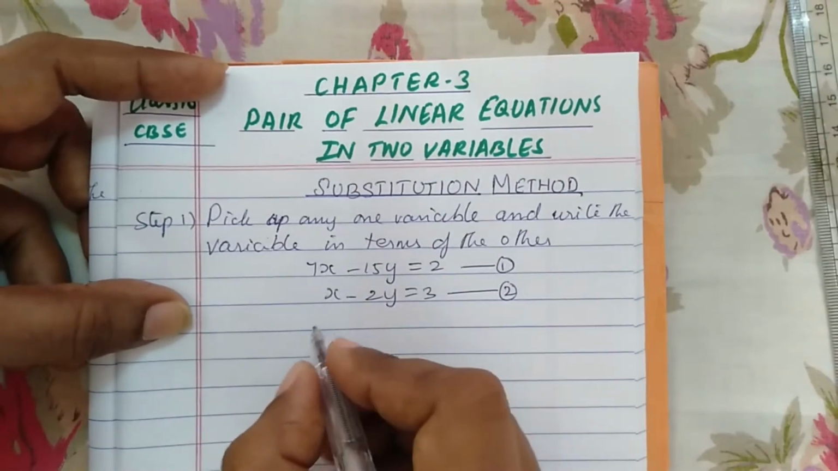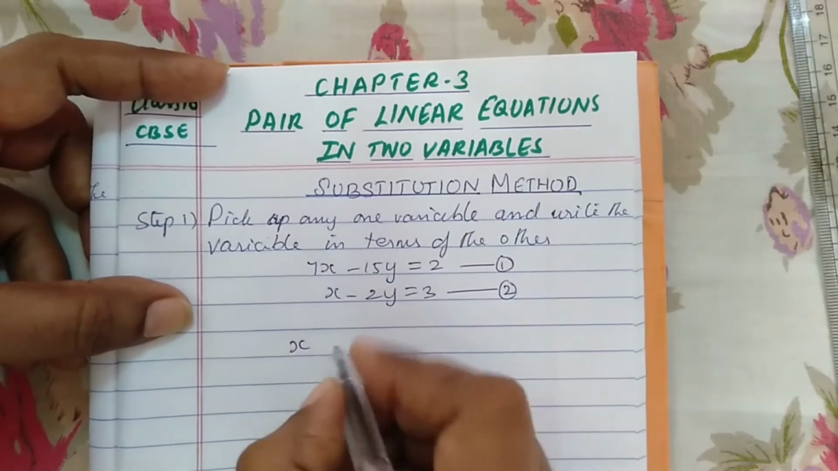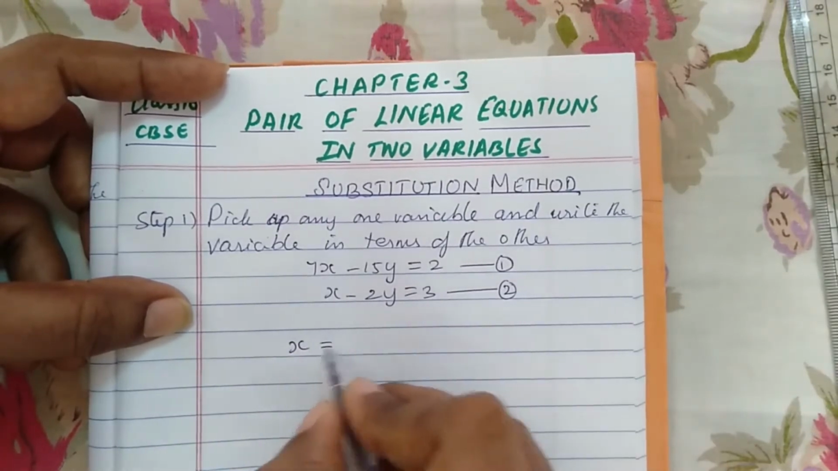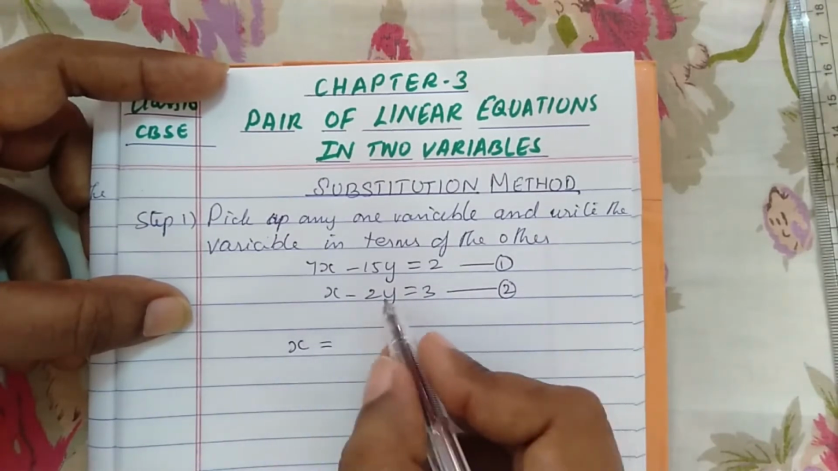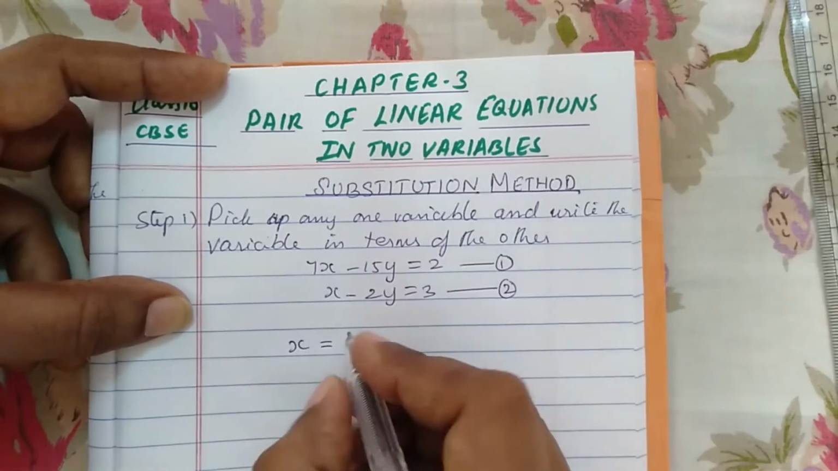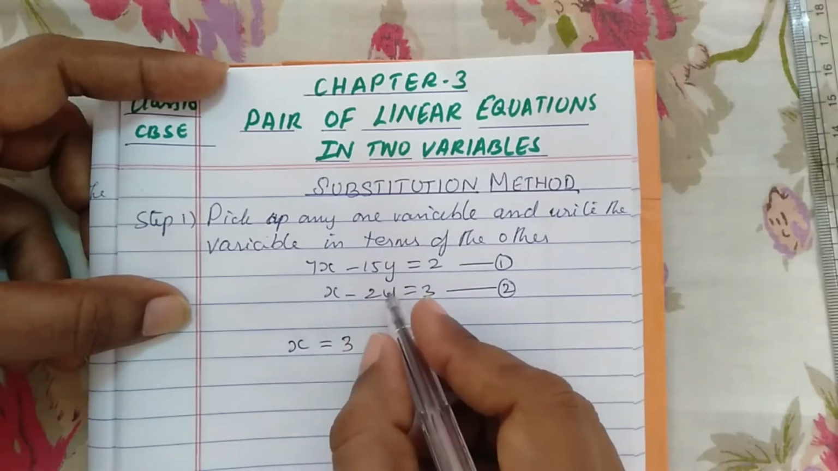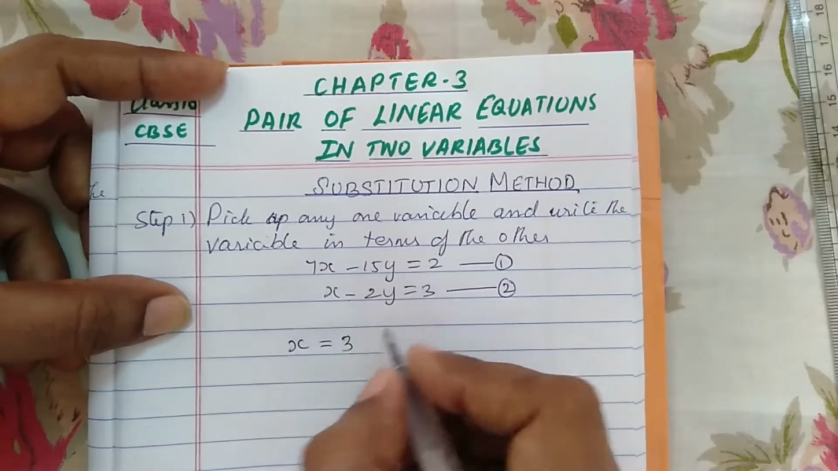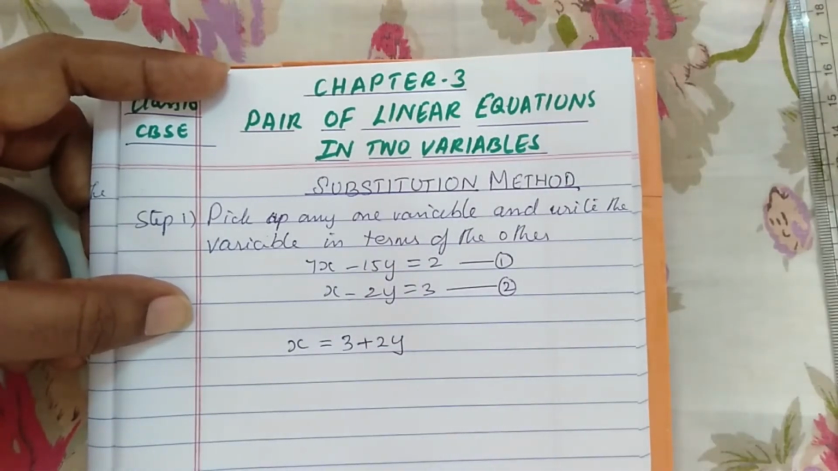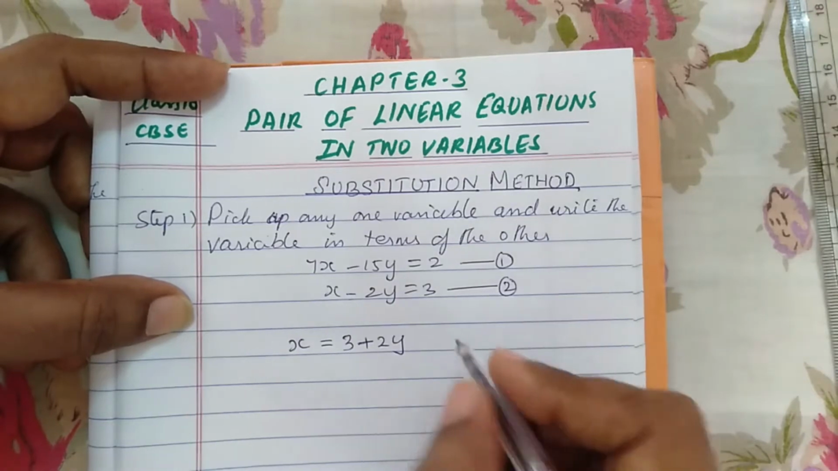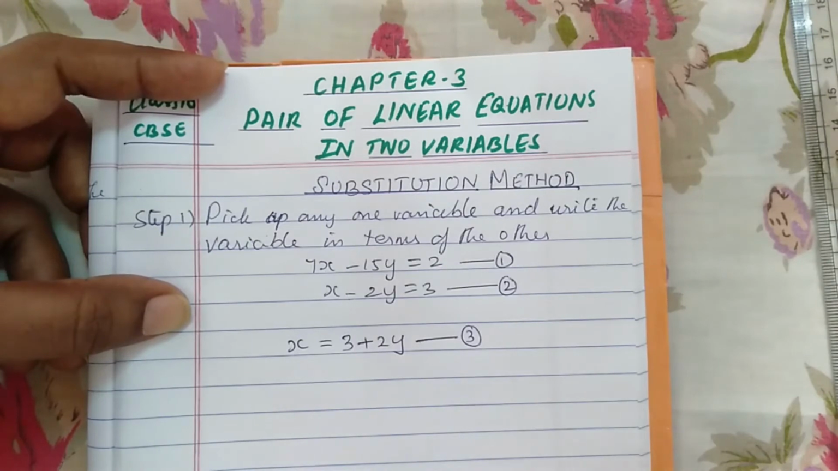Now let's find x in terms of y. So here x is equal to, now x in terms of y means you have to keep x on the left hand side and move the other terms to the right hand side. See, 3 is already there, write 3 here, and then this term should be moved to the right hand side. Minus 2y will become plus 2y. Okay, now this is our third equation. Just assume that this is our third equation.